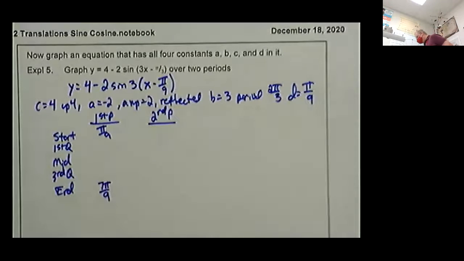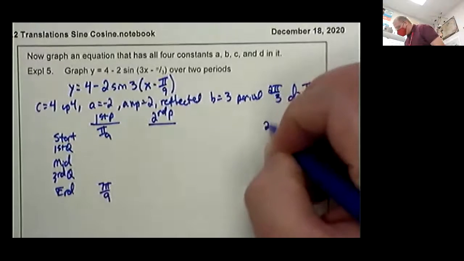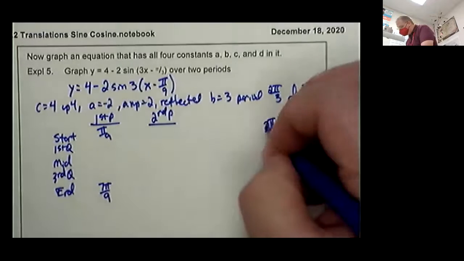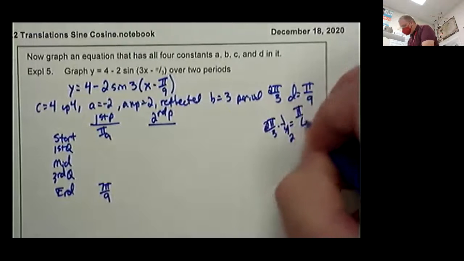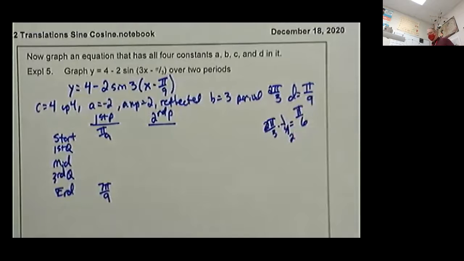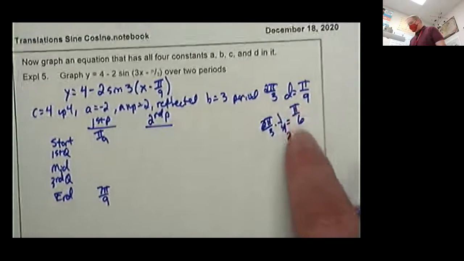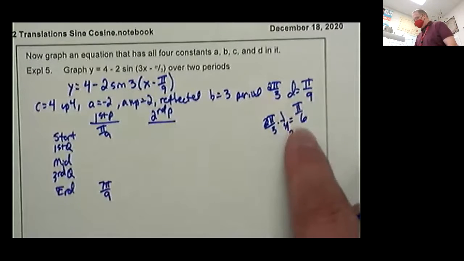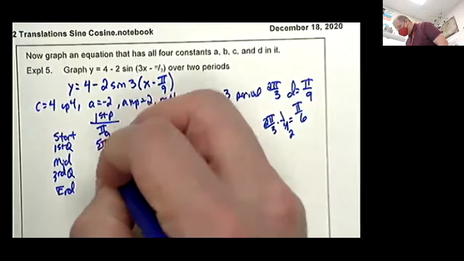Again, another way to do this is to figure out your quarter values of the period. So our quarter value would be 2 pi over 3 times 1/4, and that simplifies the 2 and the 4. That's going to be pi sixths. So each time we're going up by a value of pi sixths. So pi ninths plus pi sixths, and if you need to, you can do that on your calculator. The common denominator is actually 18. So that would be 2 pi 18ths plus 3 pi 18ths, which gives us 5 pi 18ths.